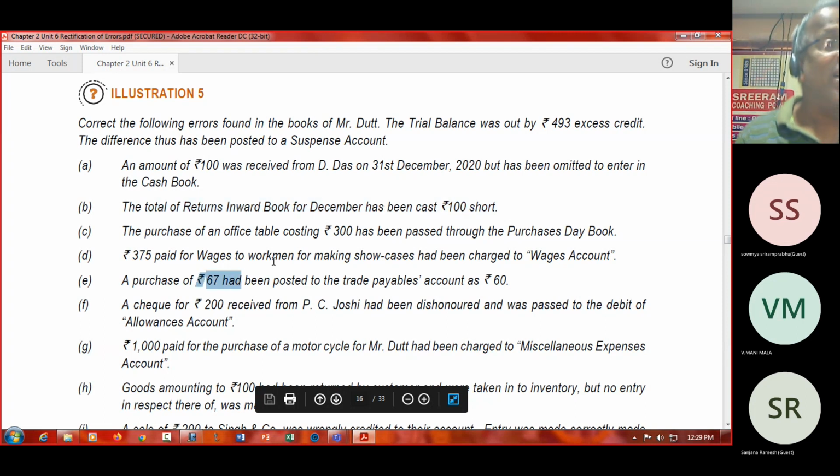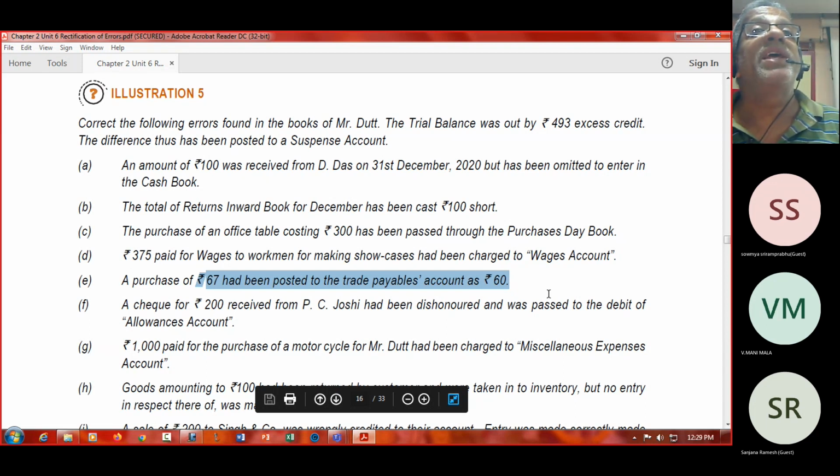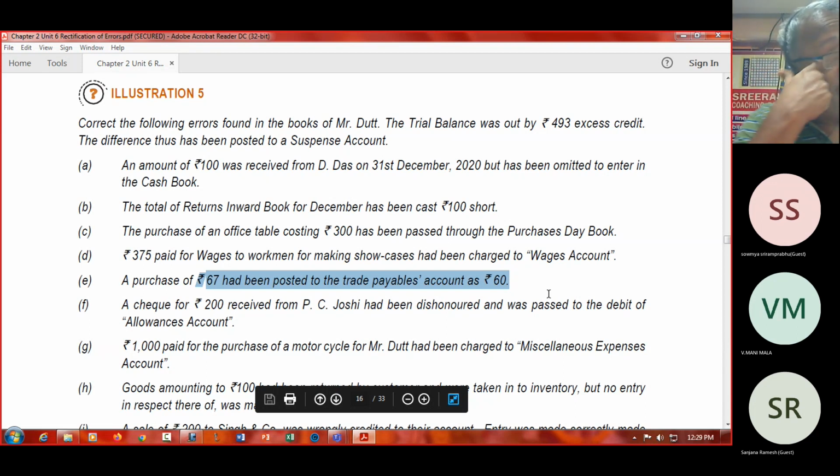Sir, we will take it up. This is a credit purchase. We will debit purchases. Credit will be given to suppliers account as 67. Instead of this figure being posted in suppliers account at 67, the credit, they have been posted to trade payables account 60. They did not report any mistake regarding the account and the side; they have reported only a mistake on the amount side. So instead of 67, it is 60. Therefore, it is a posting error. Amount is wrong.